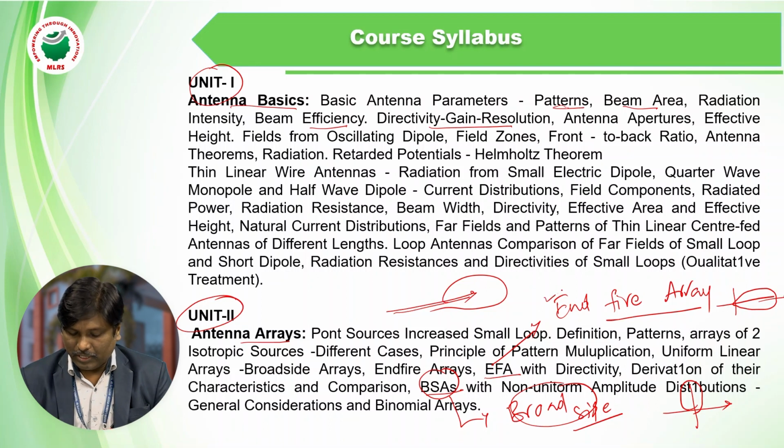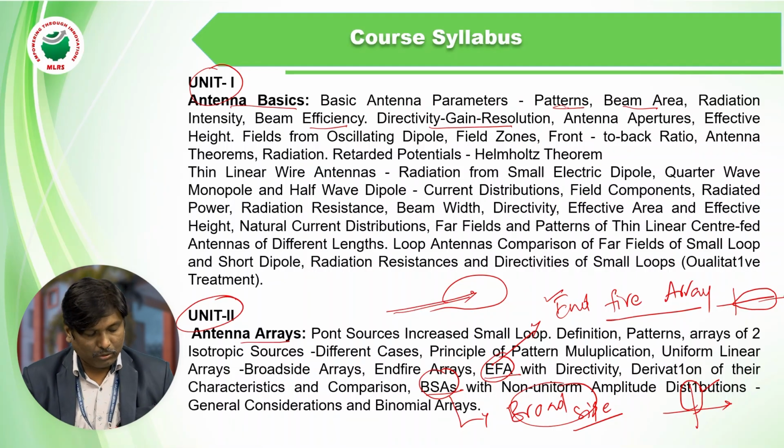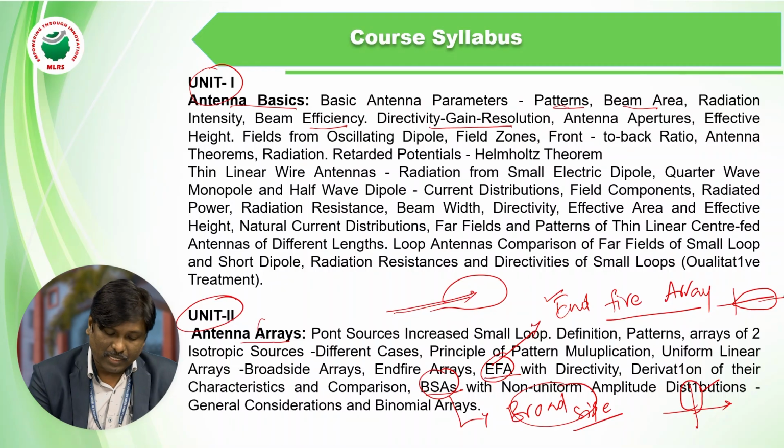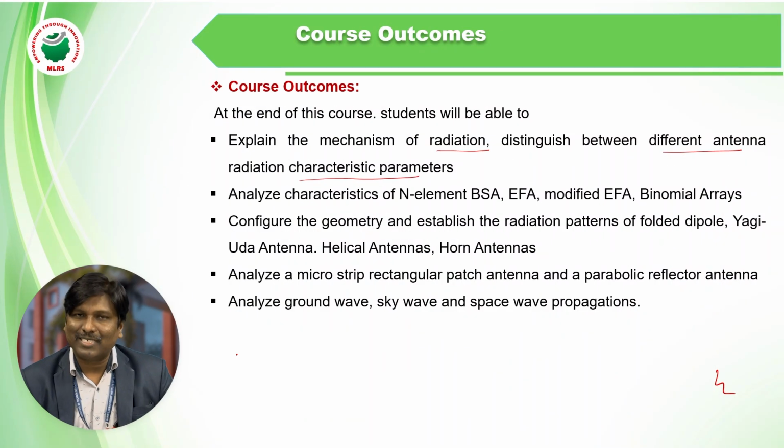For the end fire array or EFA condition, we give each and every element an input with 180 degree phase difference, but for the broadside condition, we give the same input. For that we get the maximum radiation perpendicular to the antenna array axis. These two different types of antenna arrays are studied in our module 2 or unit 2.